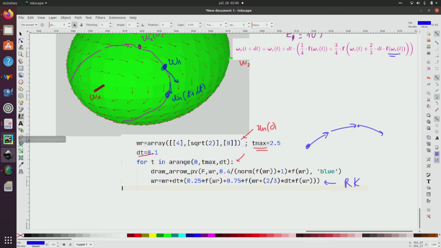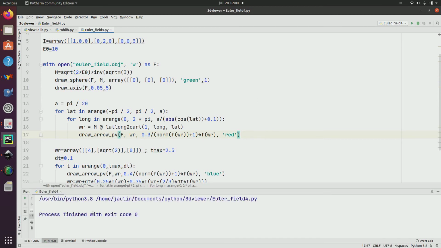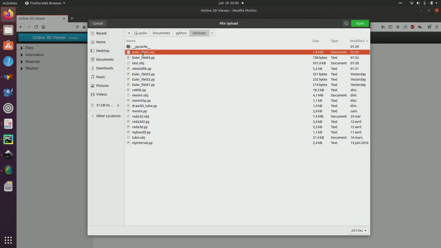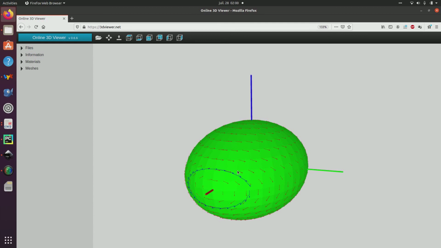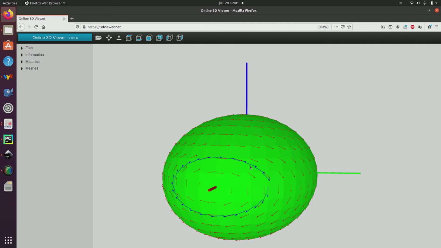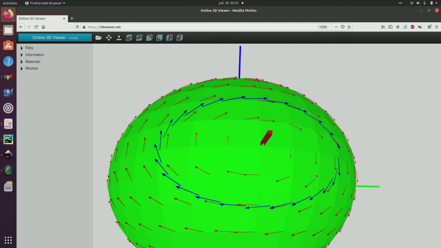I switch to Python, given here. I start my program. I generate my file. I open it. And the trajectory is represented here. So I can see that I have started here. I follow the rows and I come back to my initial condition.